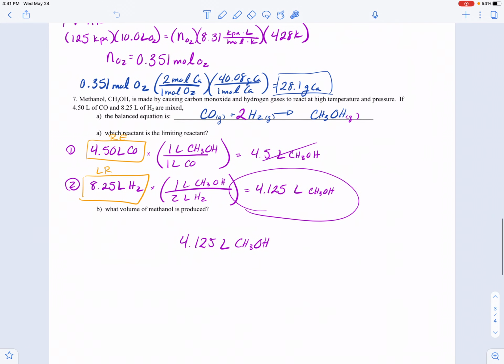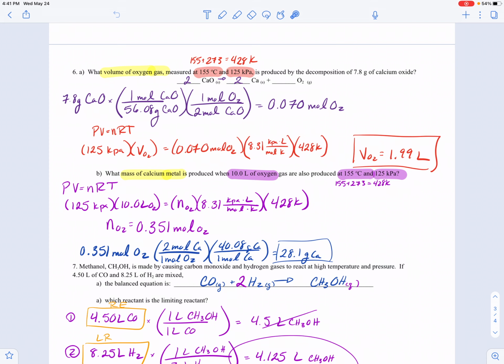The next problem is a gas stoichiometry problem. So it's asking you for the volume of oxygen gas that is being produced at 155 degrees Celsius and 125 kPa if you decompose 7.8 grams of calcium oxide. So you're starting in calcium oxide and you're going to oxygen gas. So again, this is going to be another stoichiometry problem where you're going to end up going from one substance into another. But then on top of that, you're working with gases at a different pressure and temperature than standard. So you're also going to be using PV=nRT.